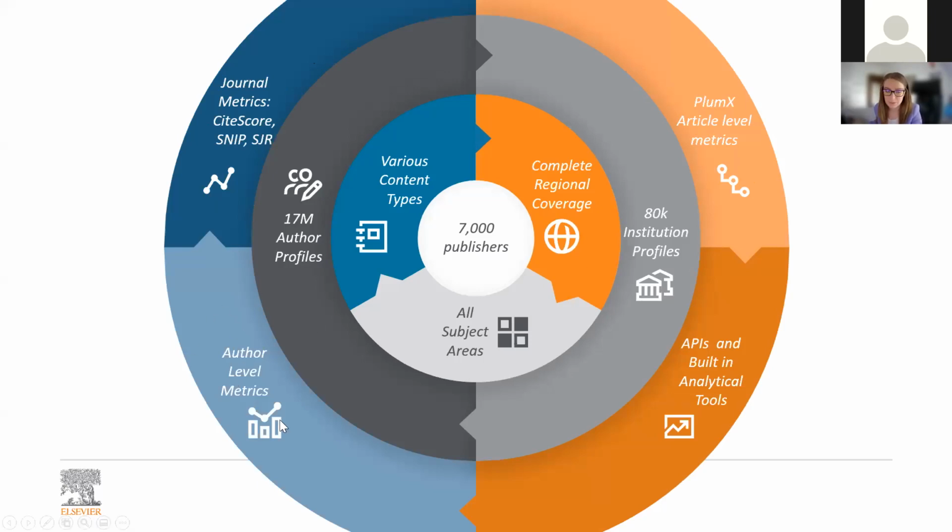Author level metrics, so on the author profiles, you can easily find information about the specific author. And we have also the APIs, which are a specific solution for Scopus. This way you can get the data from Scopus directly to your internal systems, for example, or build in analytical tools.